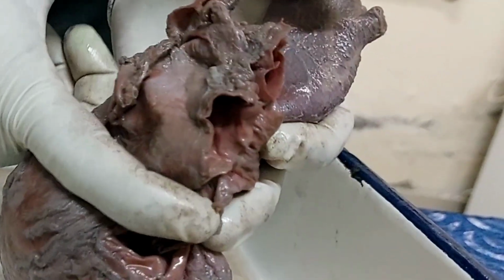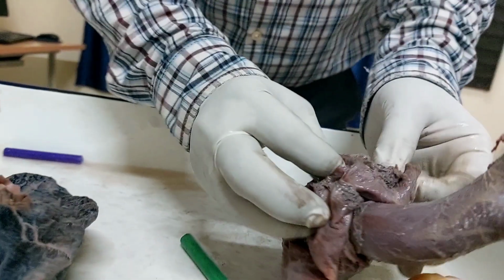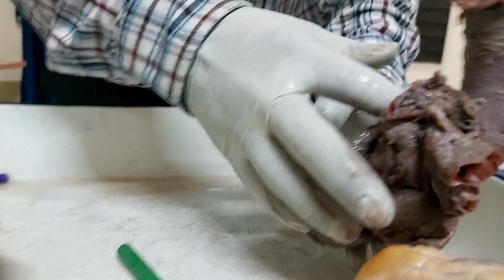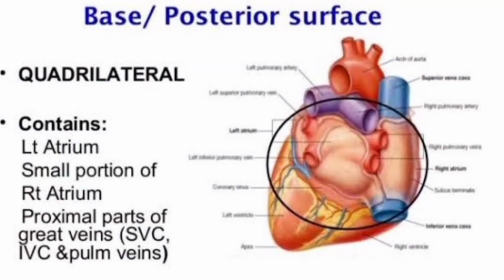So below it is bounded by the atrioventricular groove, on the right margin between the superior and inferior vena cava openings, on the left margin by the superior and inferior pulmonary veins, and above by the bifurcation of the pulmonary trunk. This part is the base or posterior surface.